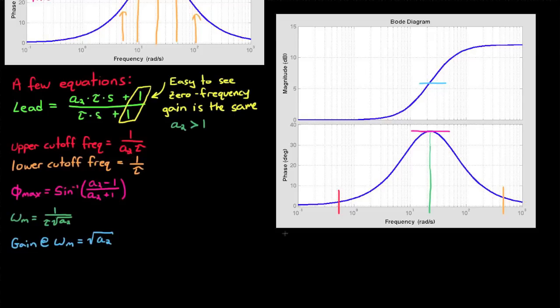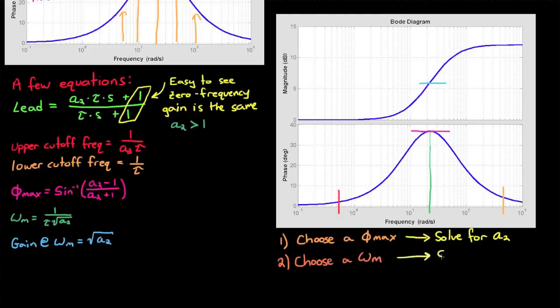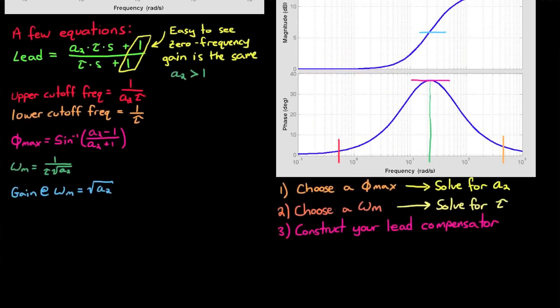Like this. Step 1 is choose the amount of phase that you want to add to your system and then solve for A2 using the phi max equation. And then determine the frequency that you want to add all that phase to, and then you can solve for tau using the omega m equation and the previously solved for A2. And then finally, you can just construct your lead compensator by plugging in A2 and tau, and you're done.